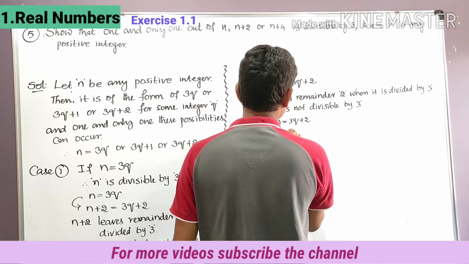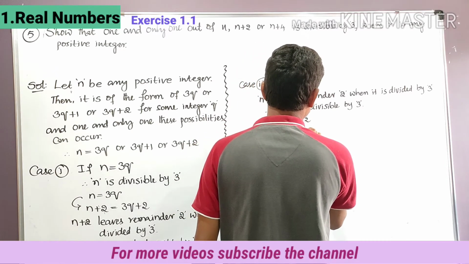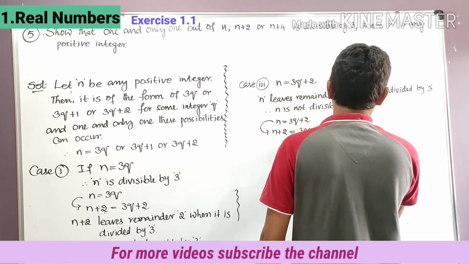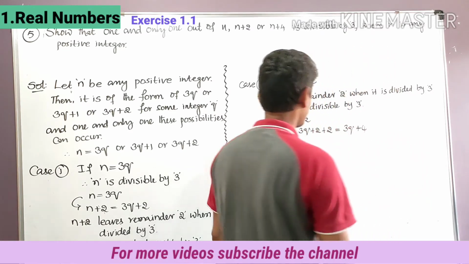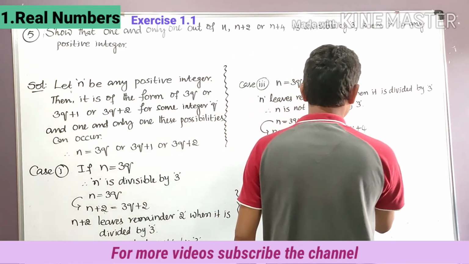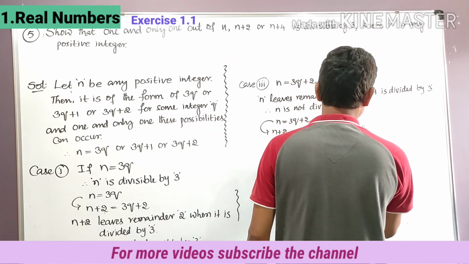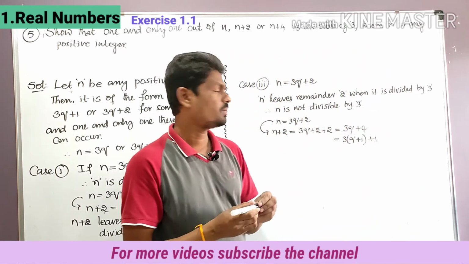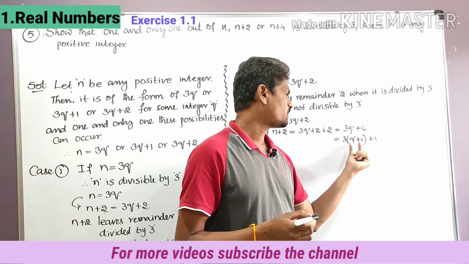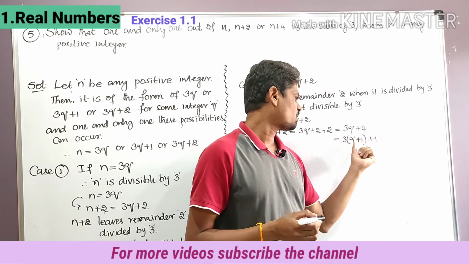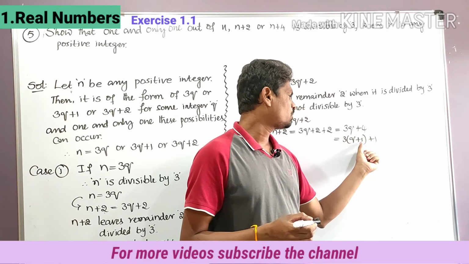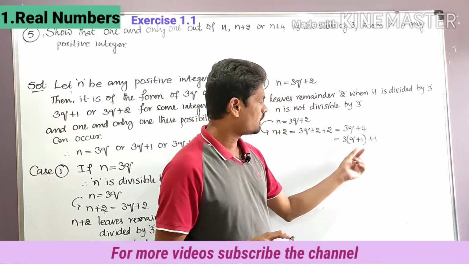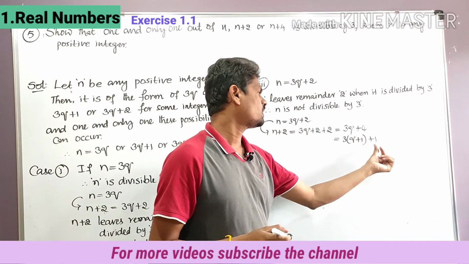By adding 2 on both sides we get n plus 2 is equal to 3q plus 2 plus 2. That is 3q plus 4. If you take 3 as common, we can get 3 into q plus 1, plus 1. So student, 4 can be written as 3 plus 1. Again if you multiply, 3 into q is 3q, 3 into 1 is 3, and 3 plus 1 is 4. So it is 3 into a multiple, plus 1 is there.